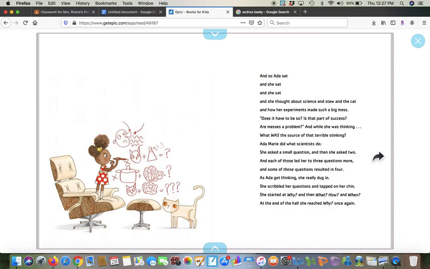And so Ada sat, and she sat, and she sat, and she thought about science and Stu and the cat, and how her experiments made such a big mess. Does it have to be so? Is that part of success? Are messes a problem? And while she was thinking, what was the source of that terrible stinking?